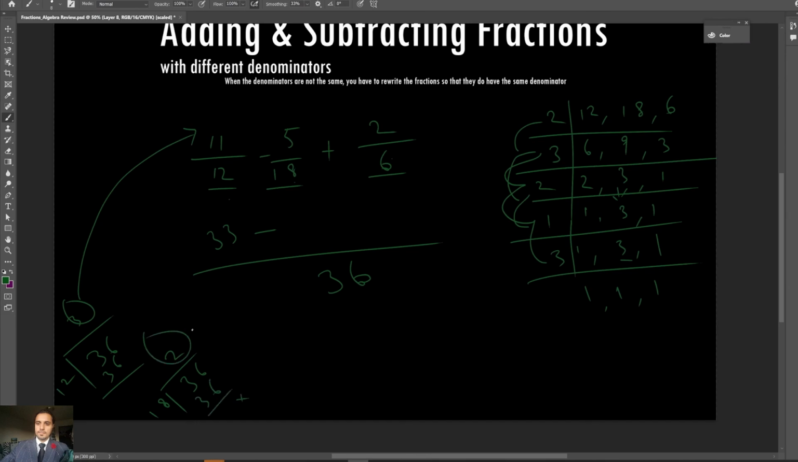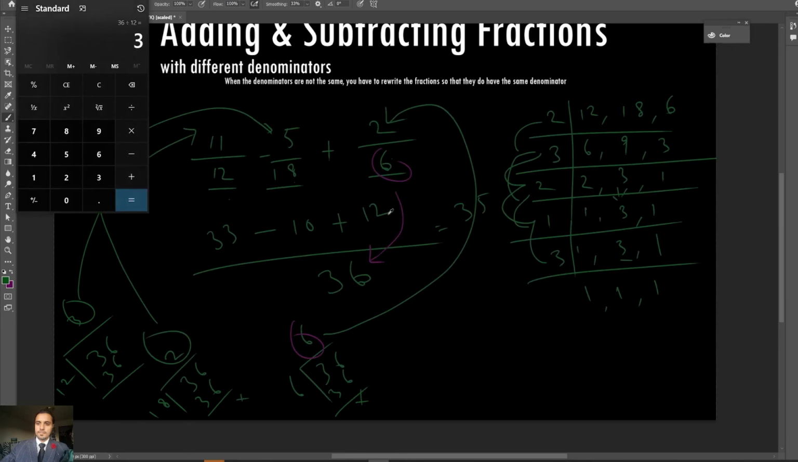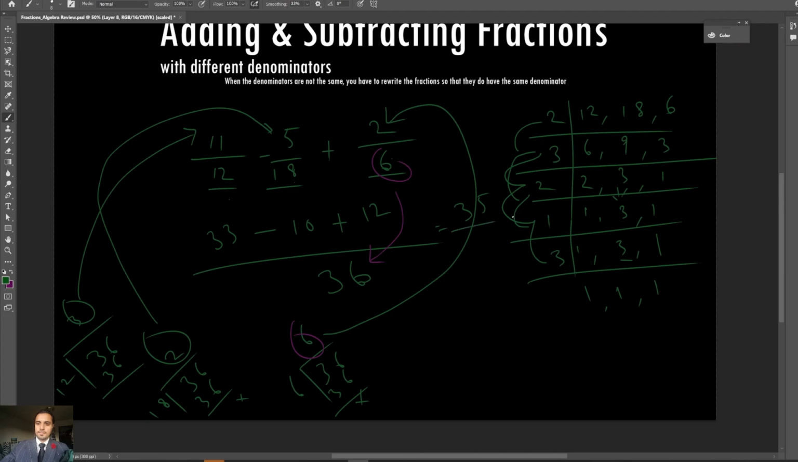Then multiply this quotient with this number, so we get 2 times 5, which is 10, plus we take 36 and see how many times this 6 goes on this 36. So it goes 6 times, so 6 multiplied by 6 is 36. And so all we have to do is multiply this quotient with this 2. So 6 times 2 is 12. Okay, so 33 minus 10 is 23, plus 12 is 35. So the answer would be 35 over 36. So that would be your answer.